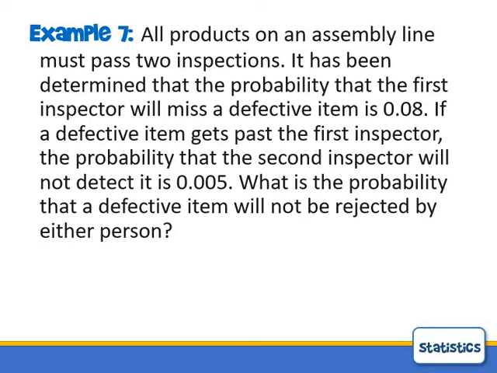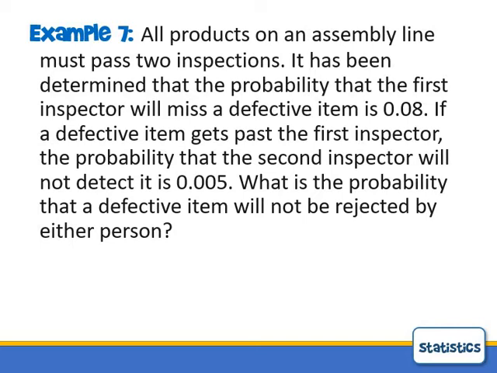So all products on an assembly line must pass two inspections. It's been determined that the probability that the first inspector will miss a defective item is 0.08. So the probability that the first inspector fails to find a defect is 0.08. If a defective item gets past the first inspector, the probability that the second inspector will not detect it is 0.005. Okay? So that's the probability that the second person fails given that the first person failed. Okay? So it's a lot smaller because the first person is catching most of the mistakes.